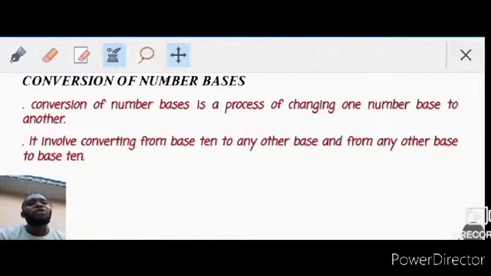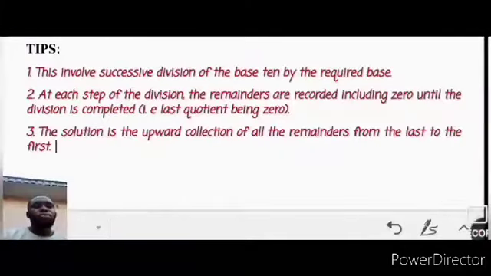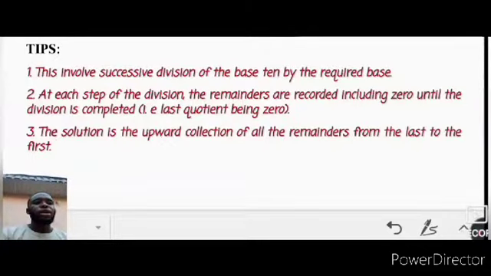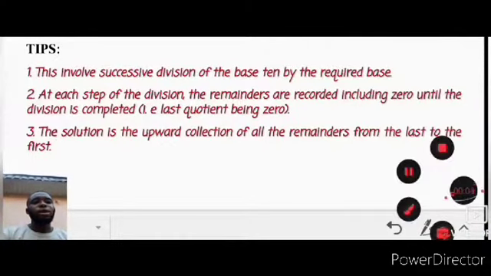That means it might be from base 10 to base 2, that's the binary, or from base 10 to the octal number, that's base 8, and so on. It involves converting from base 10 to any other base, and from any other base to base 10. Are you getting me? So, I'll give you some tips on how to get that. Let's look at the tips.